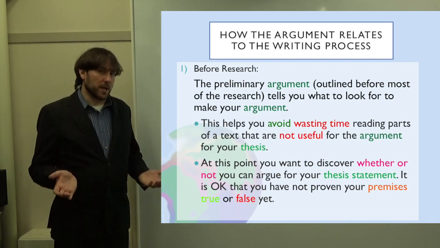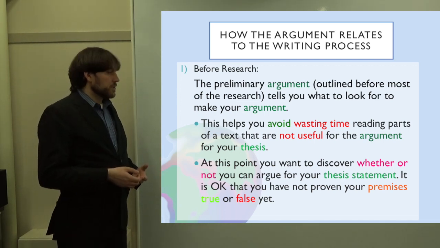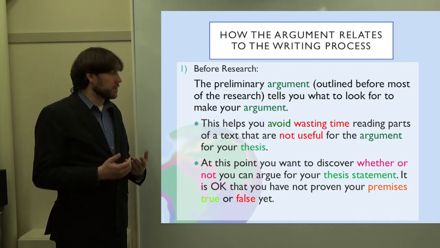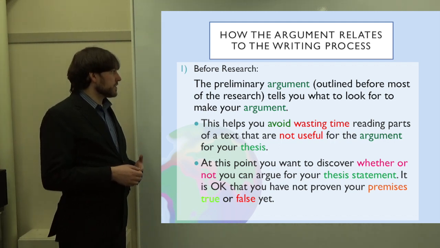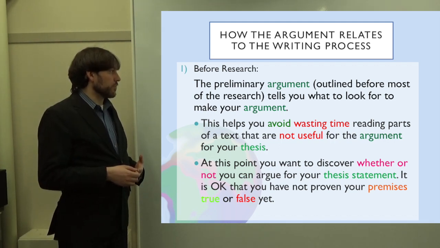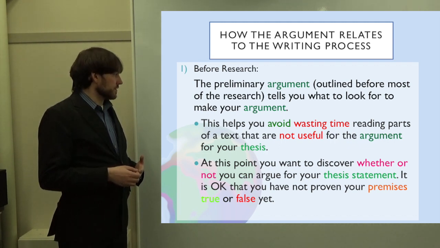So how does this relate to the entire writing process? The answer is similar to what you saw in the last flip. The preliminary argument outlined before most of the research tells you what to look for to make your longer argument and make it succeed. This is helpful because it helps you avoid wasting time reading parts of a text that are not useful for the argument for your thesis.